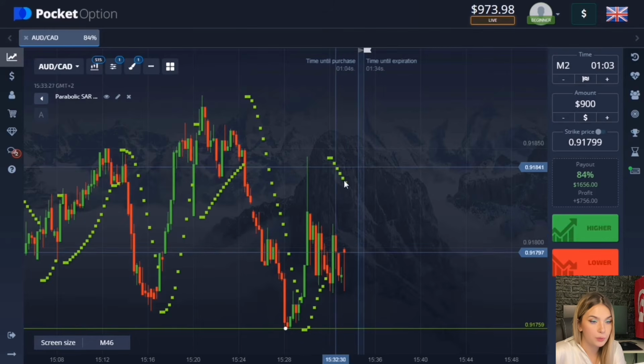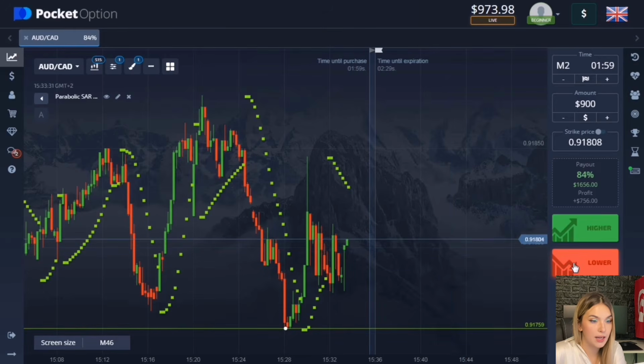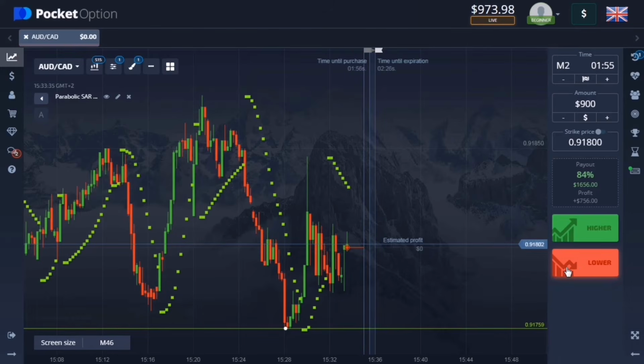We open a deal for 2 minutes to decrease. I think that in the near future the price will continue to move down because the price here has a good potential for a decline. So guys, let's wait for the end of our deal.